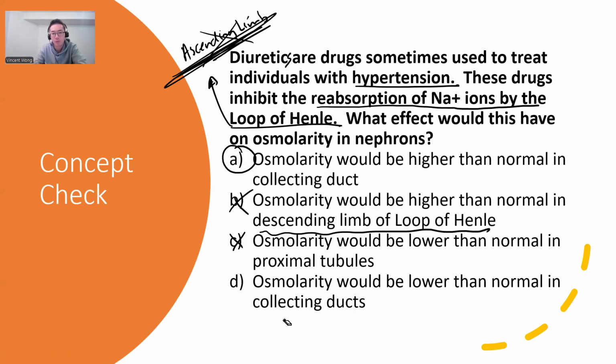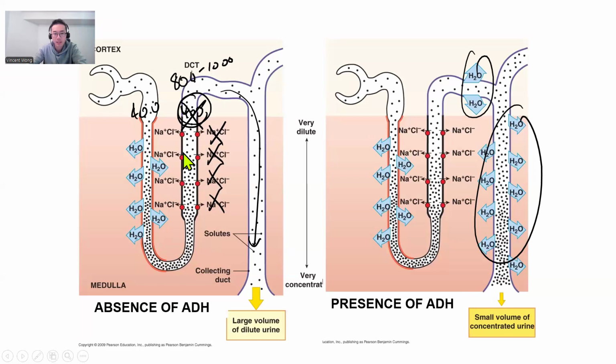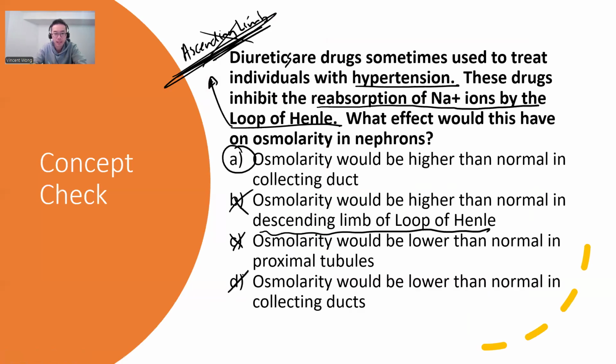Osmolarity would be lower than normal in collecting duct. Well, that doesn't make sense because you are not taking back the sodium, so it cannot be more diluted. It has to be more concentrated. Okay, so this is wrong.